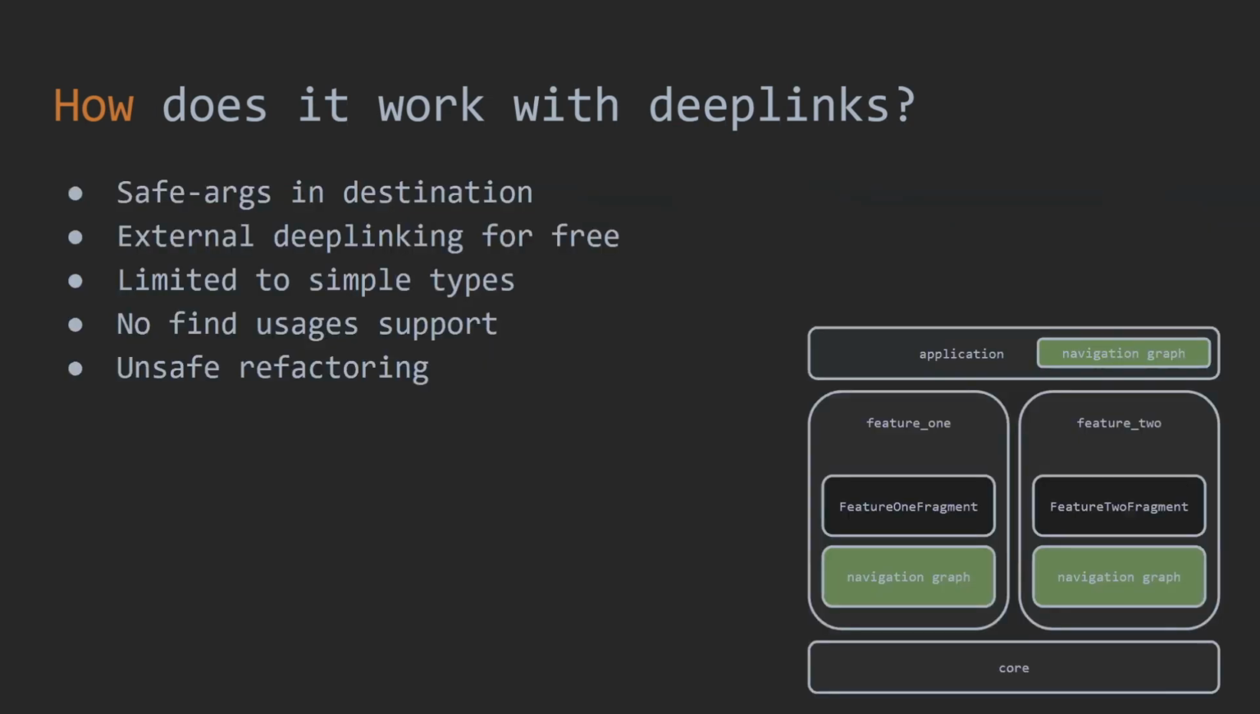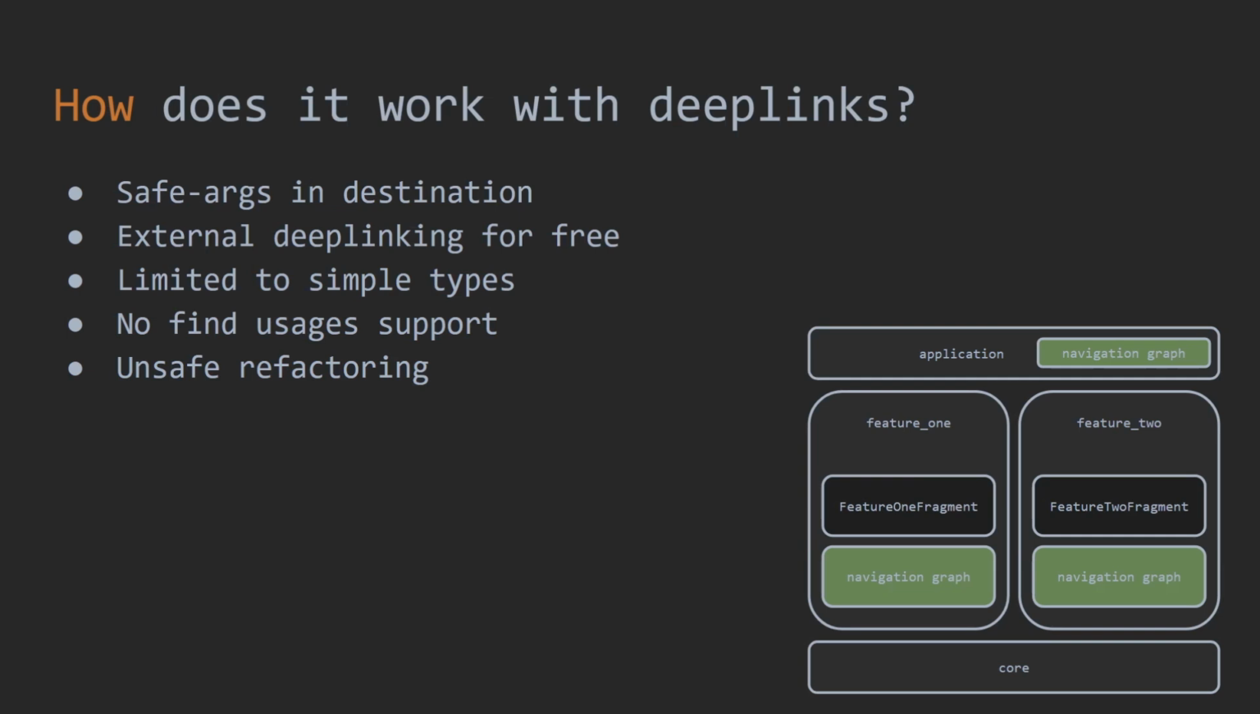So what's good and bad about this solution? Well, on the good side, we can use safe args in the fragments to read arguments in a type-safe way. Using this solution means that the application is well set up to support external deep linking as well. On the bad side, we're limited to using simple types that can be serialized into a URI and can't really use more complex or nested objects.